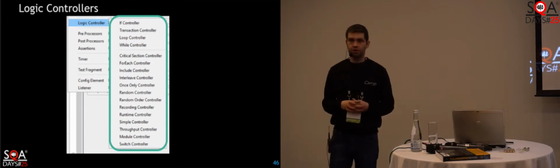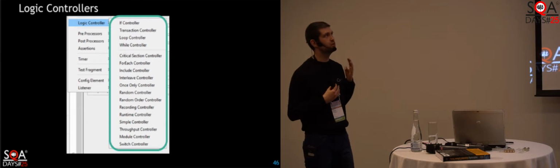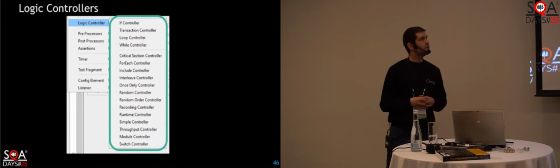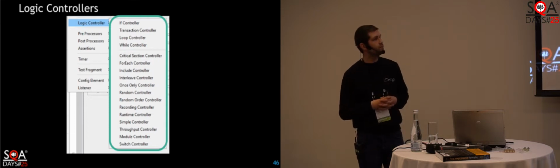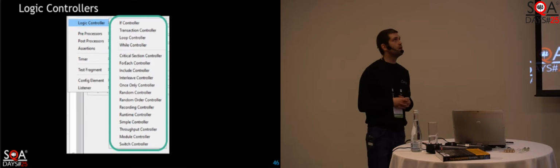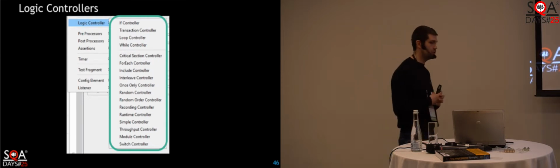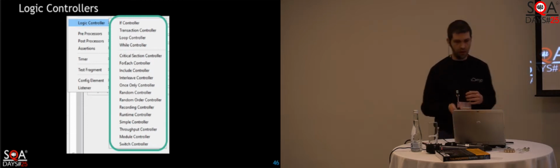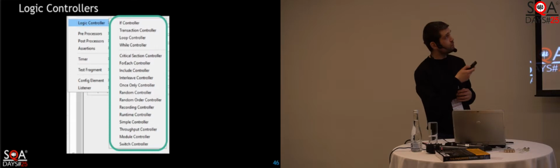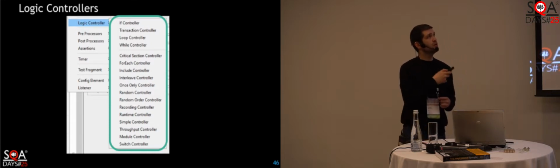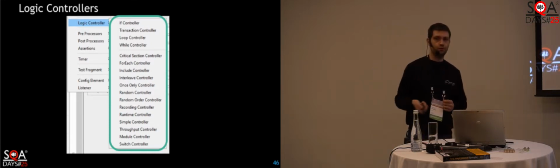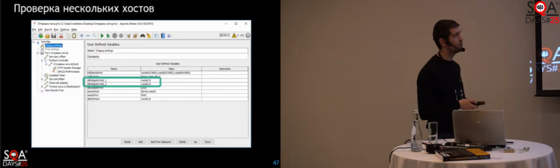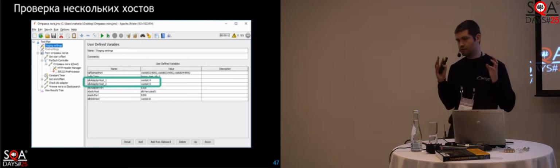Another component. JMeter opportunities are extended by logic controllers. There are loops, there are for-each controllers, there are a lot of controllers. With the help of one of them, we'll do a test that tests several hosts, not one. The first four controllers are great. It's useful to read about them in tutorials. They cover a lot of interesting cases. And it would be great to check all of them.